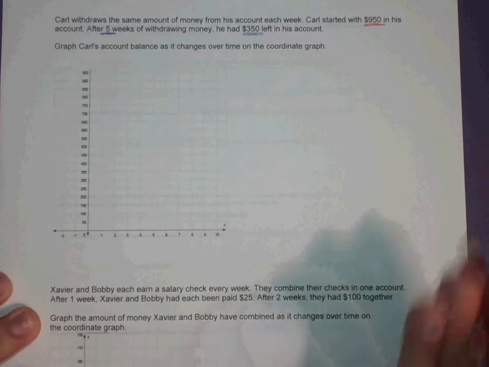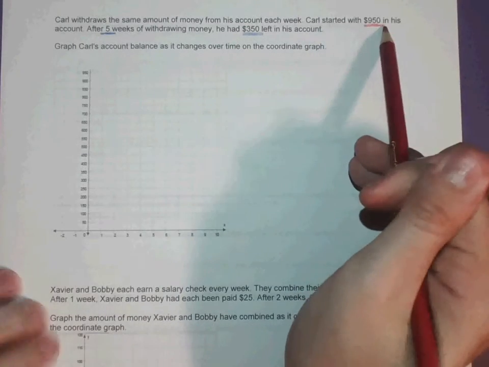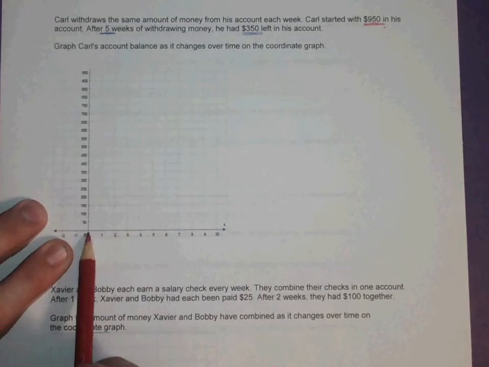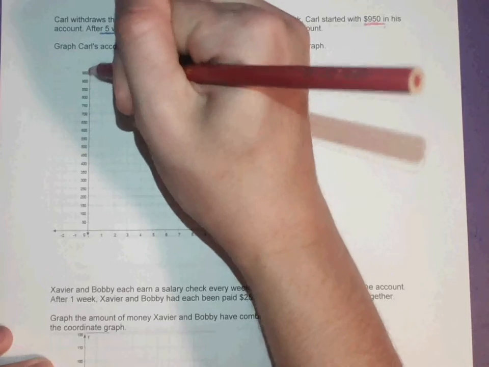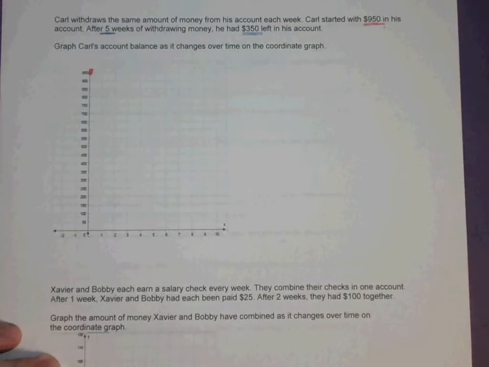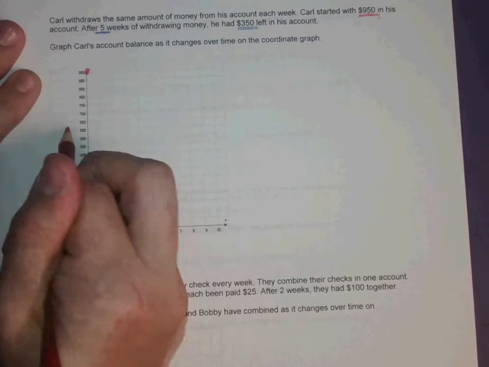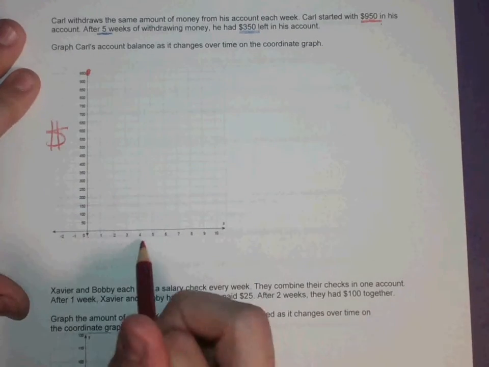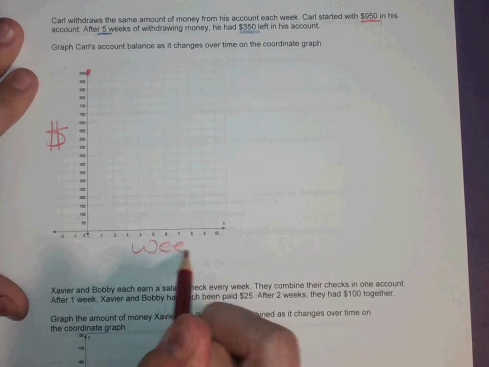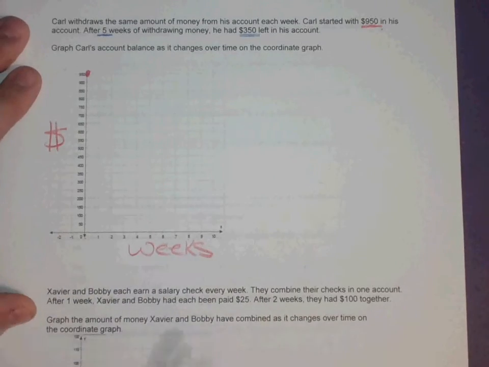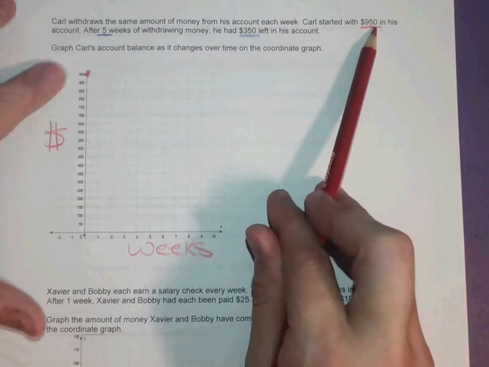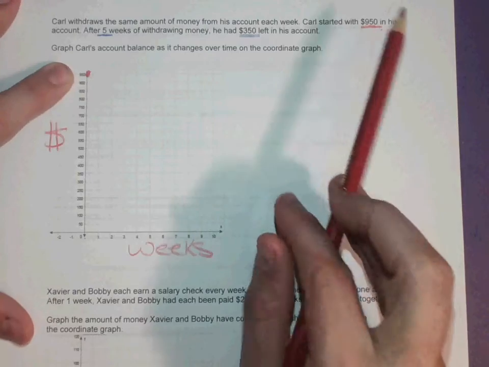So, if I look back up here, he started with $950. So that was at the very beginning. Okay, so I can put a dot on the graph because this is money and this is the weeks. Now let's go back up here. He started with $950, so we have a point here.